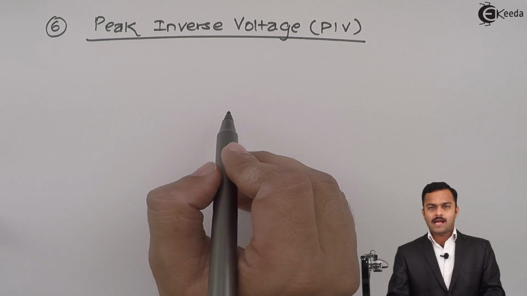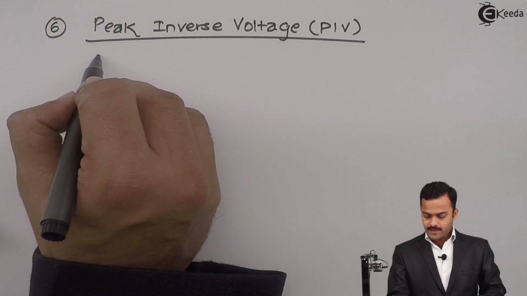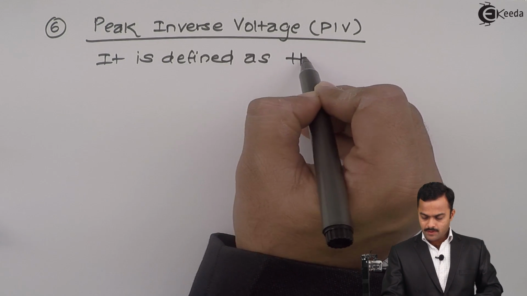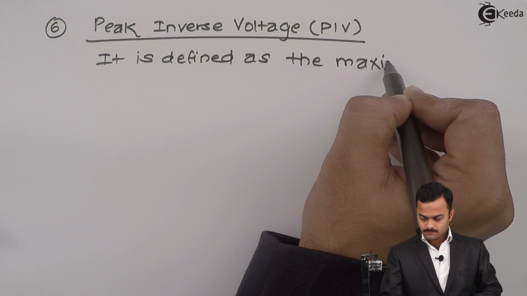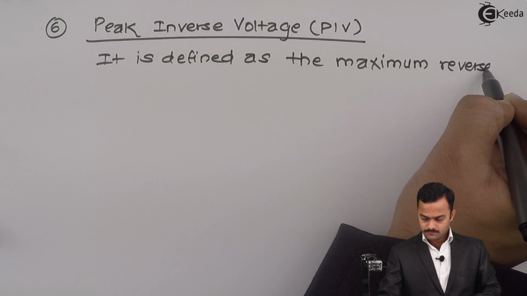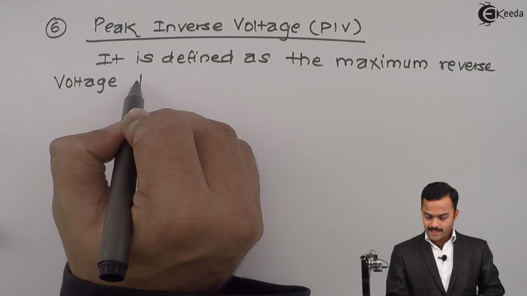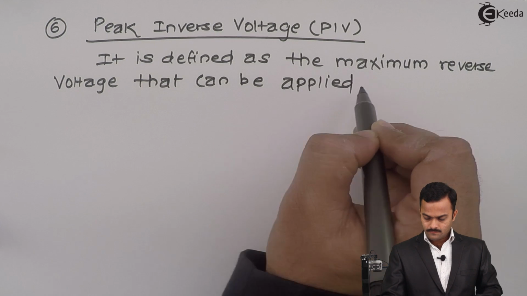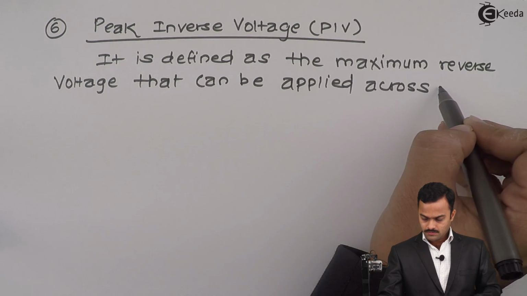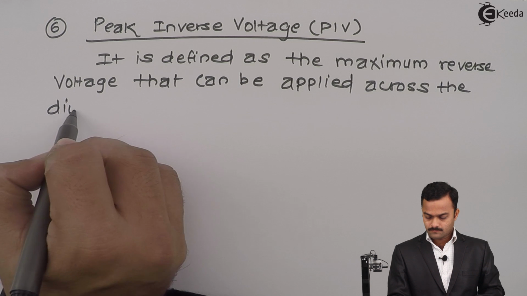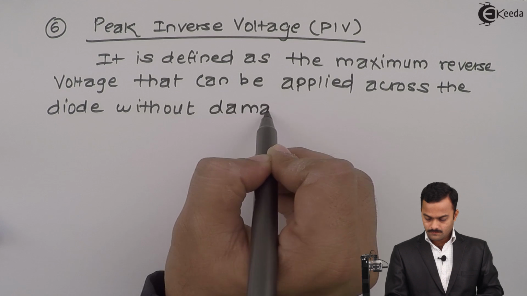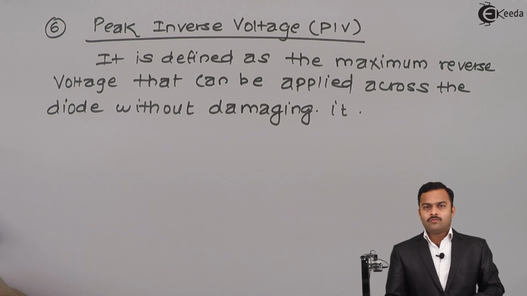The definition of PIV is like this. It is defined as the maximum reverse voltage that can be applied across the diode without damaging it. For half wave rectifier, it is Vm.